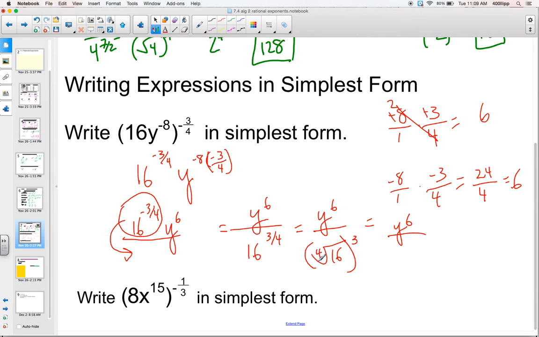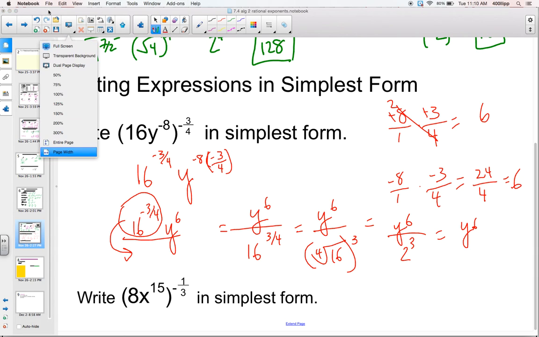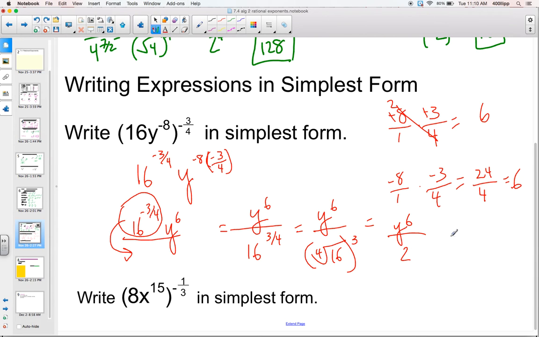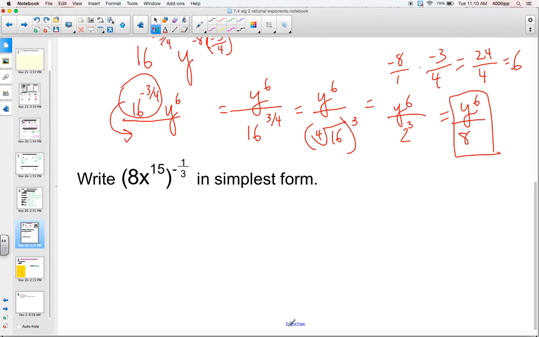Remember, we take the square root twice. Square root of 16 is 4. Square root of 4 is 2. So this is a 2 cubed. And then our last step here, y to the 6th, that doesn't change, over 2 cubed is an 8. There we go. Okay, and the more we do these, the easier it will get, just like all math problems, right?